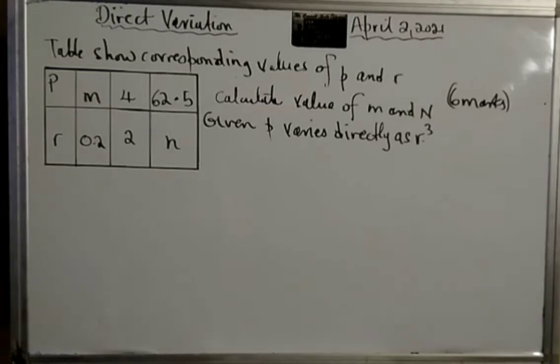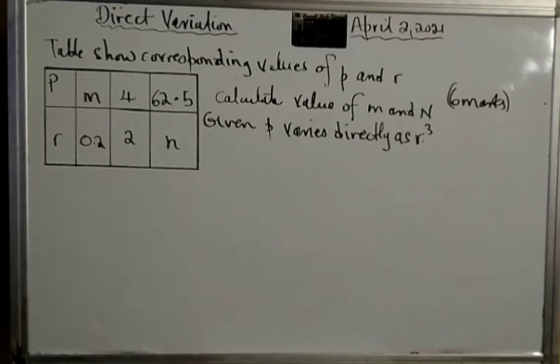Today we're looking at direct variation. There are two types of variation: direct and indirect. With direct variation, as one increases, the other increases. With indirect variation, as one increases, the other decreases. But we're not looking at that today, we're looking at this one.